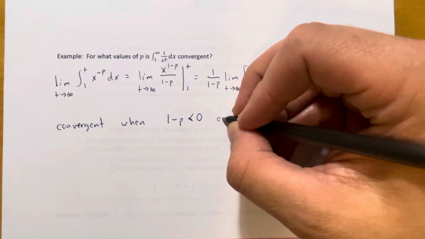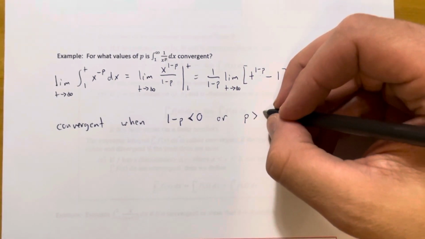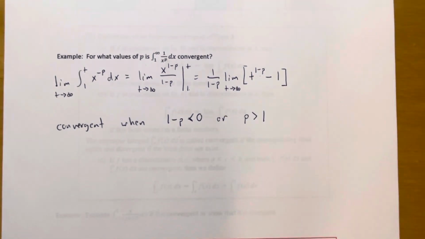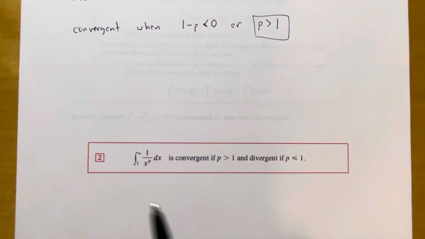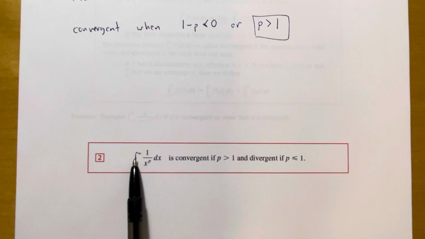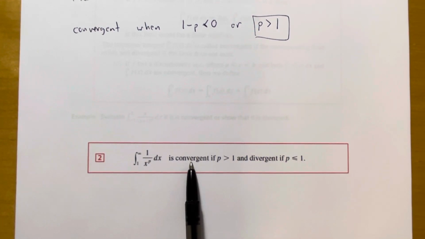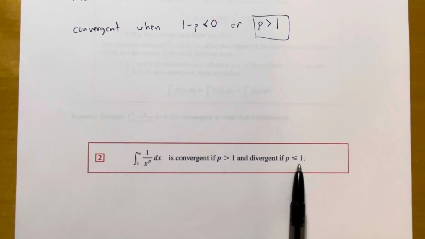This is the same thing as saying p is greater than 1, solving this for p. Okay? We're going to restate that down here as sort of a theorem. So if I have an integral of the form 1 to infinity of 1 over x to the power of p dx, this improper integral is only convergent when p is greater than 1 and will be divergent any other time, whenever p is less than or equal to 1.